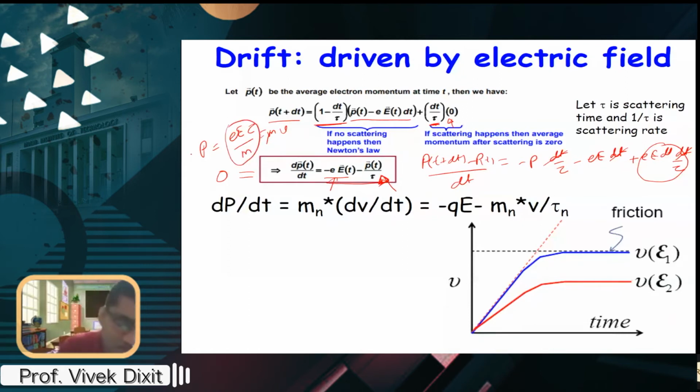Now p is mv, so v will become qE tau by m. So if you write v is equal to mu times E, your mu will become q tau by m, right? Or e tau by m.